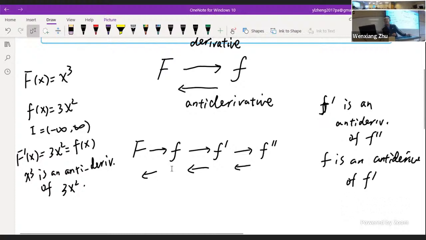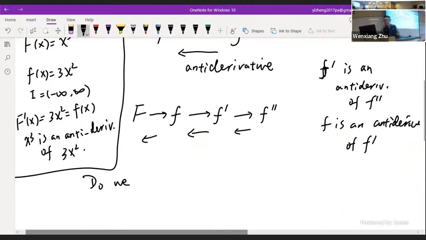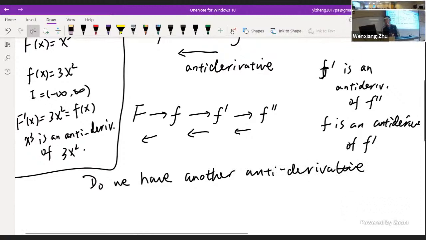Now I want to briefly talk about why we only call that one antiderivative. In this case, do we have another antiderivative for little f? Do we have another antiderivative of little f of x? What I used in that example is 3x squared. Yes, actually we have many, not only just one.